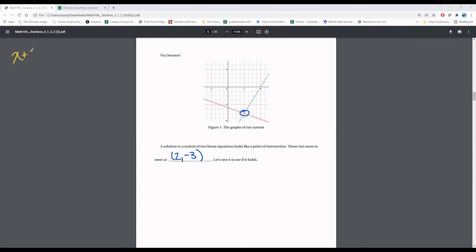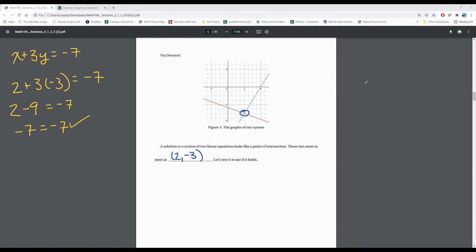So our first equation, if you recall, was x plus 3y equals -7. I'll put in 2. I'll put in -3. That becomes 2 minus 9, -7, and yes, that is -7. So it checks in the first equation.